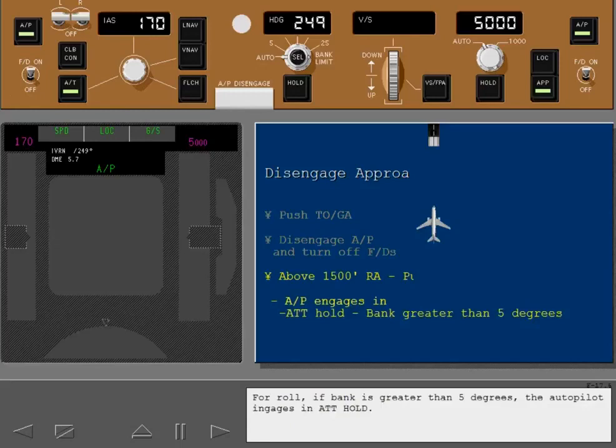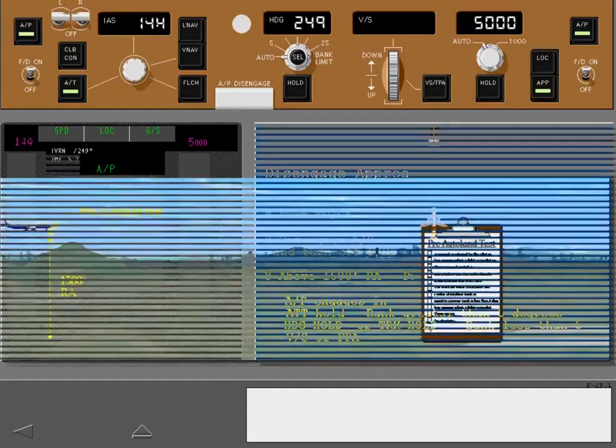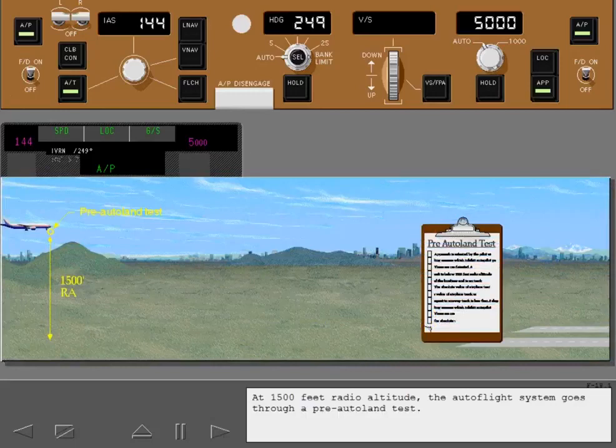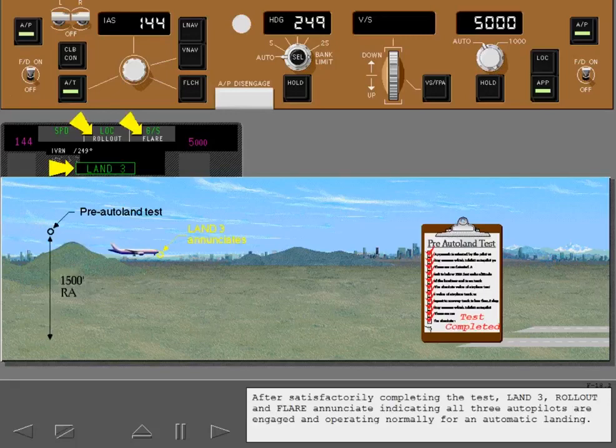For roll, if bank is greater than 5 degrees, the autopilot engages in attitude hold. If bank is less than 5 degrees, the autopilot engages in heading hold or track hold. For pitch, the autopilot engages in vertical speed or flight path angle. At 1,500 feet radio altitude, the autoflight system goes through a pre-autoland test. After satisfactorily completing the test, Land 3, Rollout and Flare enunciate, indicating all three autopilots are engaged and operating normally for an automatic landing.